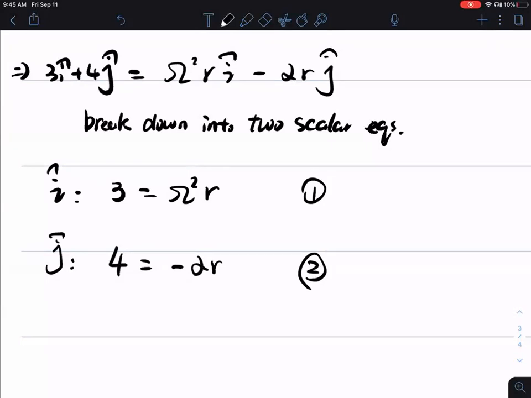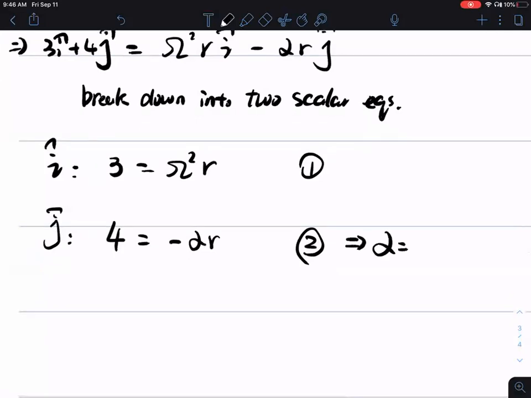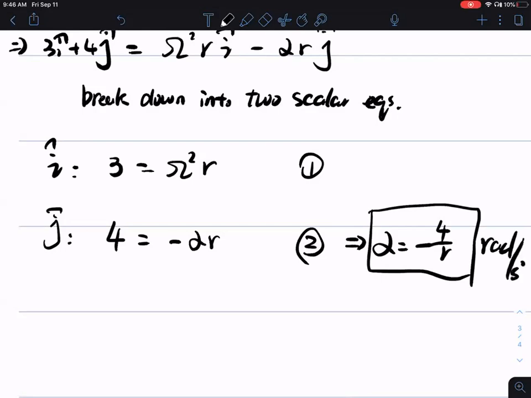R is given as 0.4. 4 equals negative alpha R. That's a very simple, easy equation that you can use to find out what is alpha. Alpha equals negative 4 over R. That's your answer. So review this example, since this is a technique we're going to use again and again in this chapter. Alpha equals negative 4 over R, and that's radians per second squared. That's the unit.